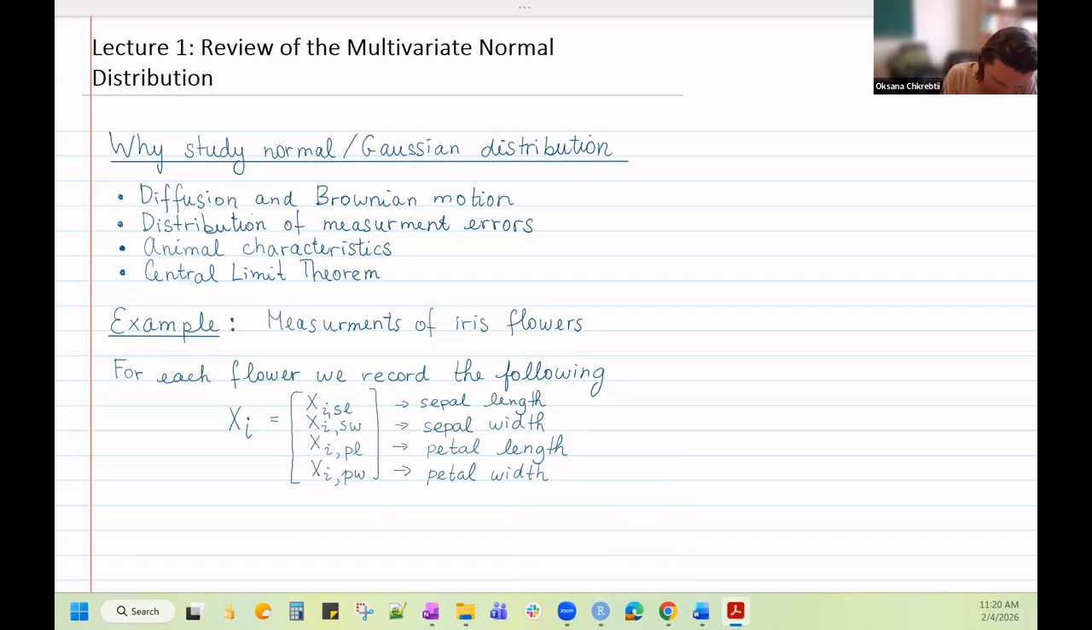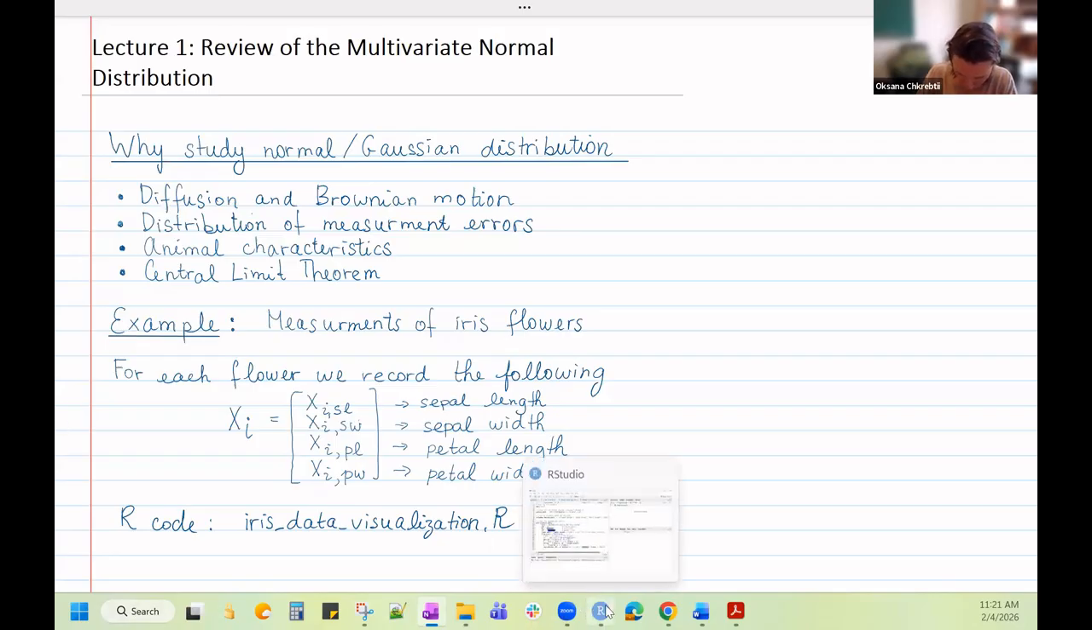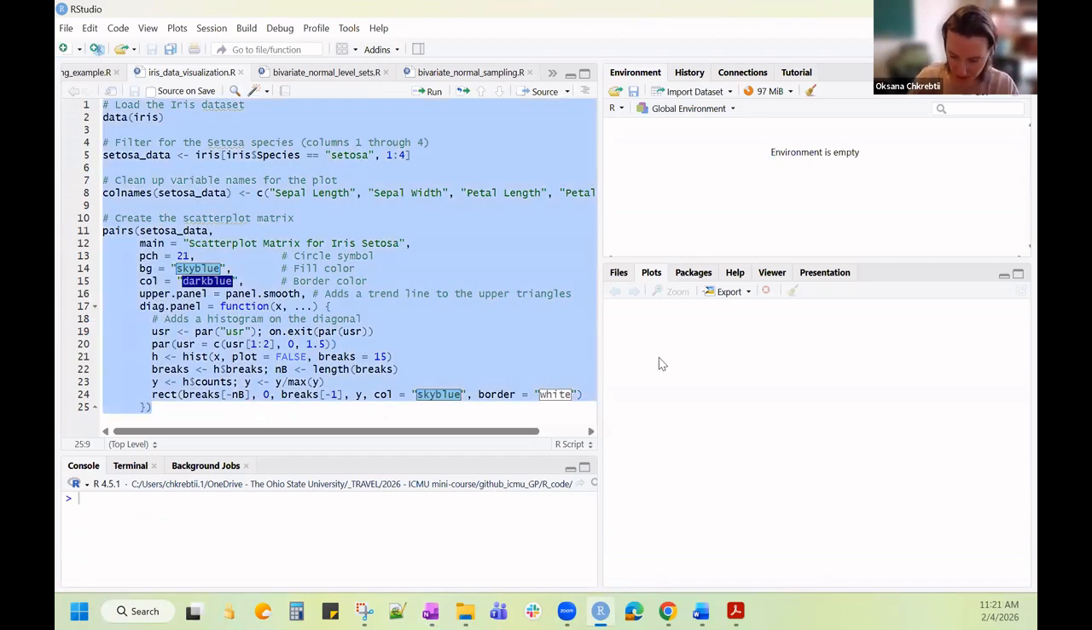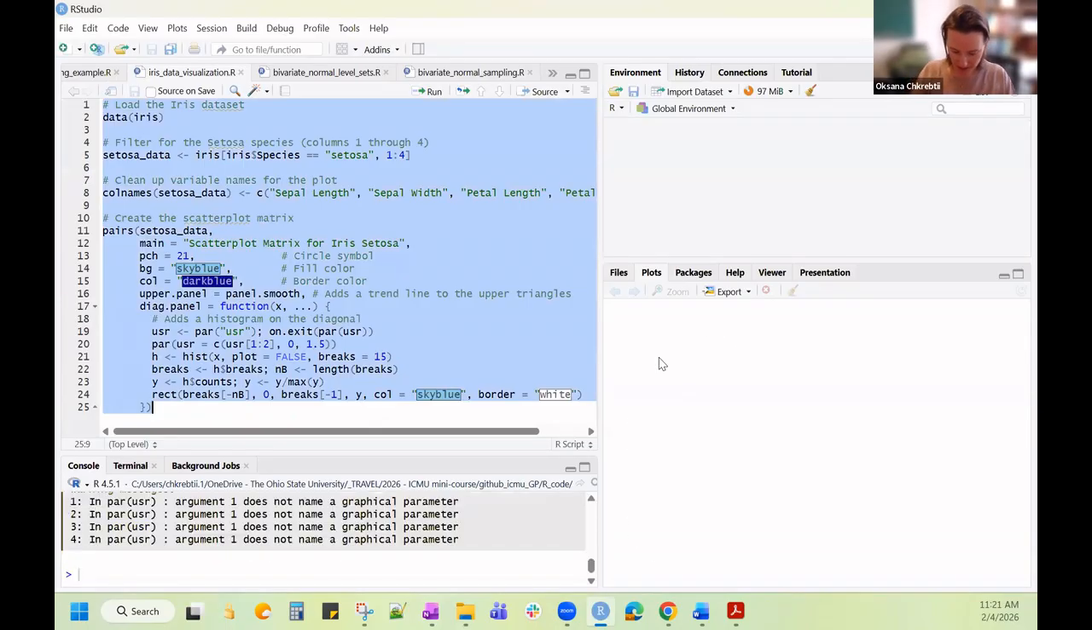And this is the R code that has the following name on the GitHub page: iris_data_visualization.r. So this is the R code that I'll be using to showcase this particular data set. This is available on the GitHub page. I'm going to run this code, and if you have any questions about the code, feel free to ask me after the class or ask Eric during the practical TA sessions.